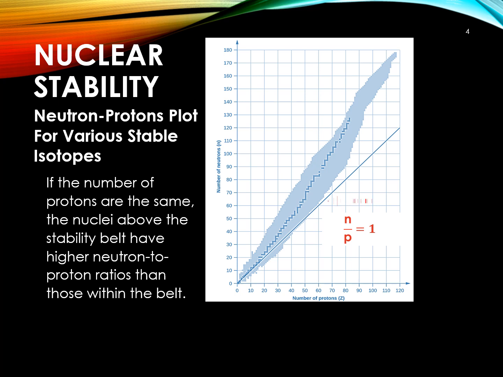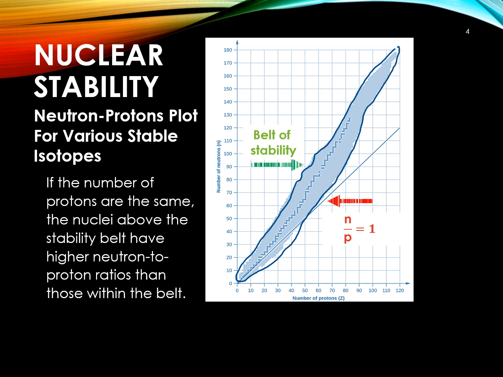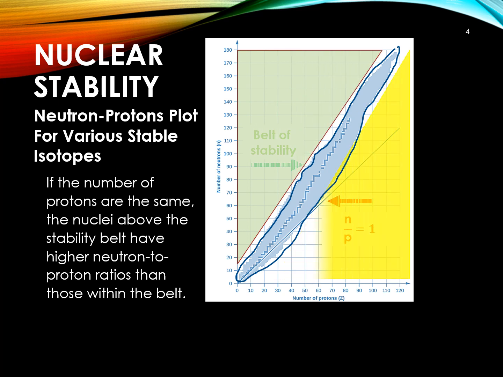The stable nuclei are in the belt of stability. Those that are outside the belt are mostly radioactive nuclei. If the intersection of x and y lies above the stability belt, it means that the nuclei have a higher neutron to proton ratio than those within the belt for the same number of protons. Below the belt are those with lower N over P ratio.